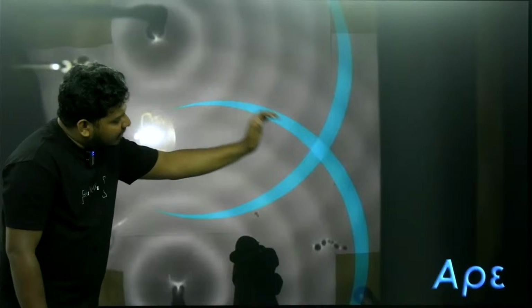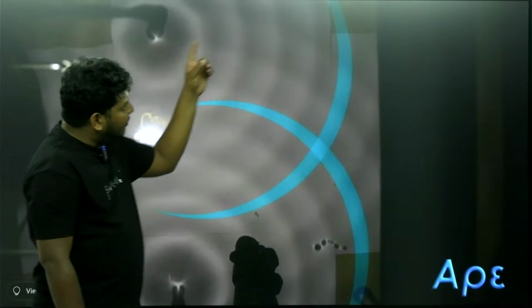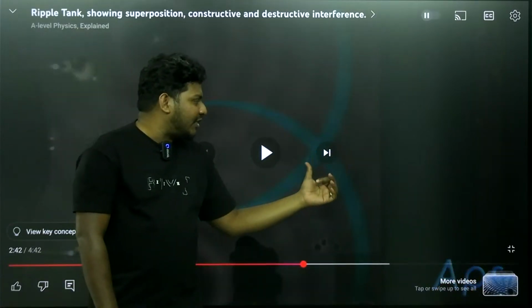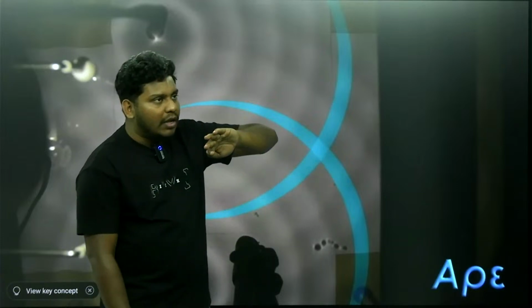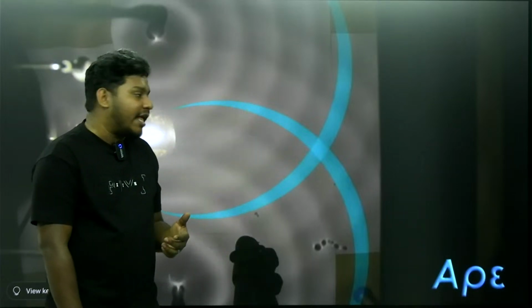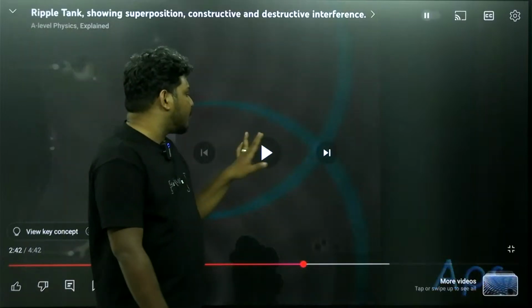So it creates a circular wavefront. This will also create a circular wavefront. In this case, what is happening? Superposition. At this point, the superposition is happening here. So when we are making a wave and the other waves also come together, at this point there is a superposition. So we can see the higher amplitude there. Okay, right.